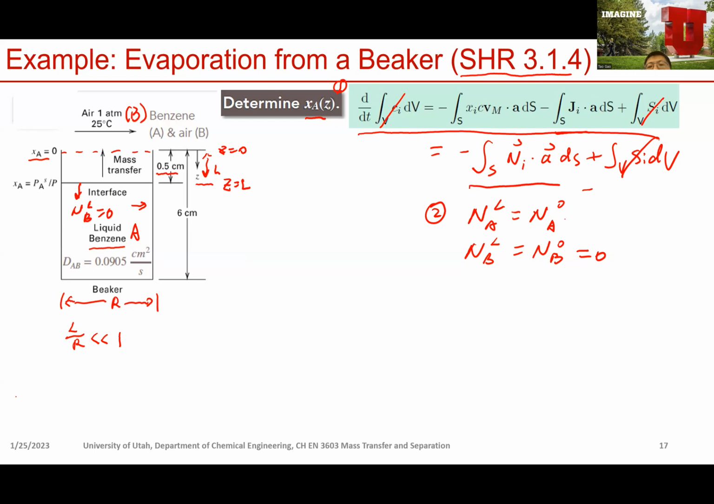That just says 0, right? But NA cannot be 0, because NA can evaporate, leaving the liquid, and then further dissipate into the air. Then the total flux N equals NA plus NB, which is just NA. Any questions here so far? No.